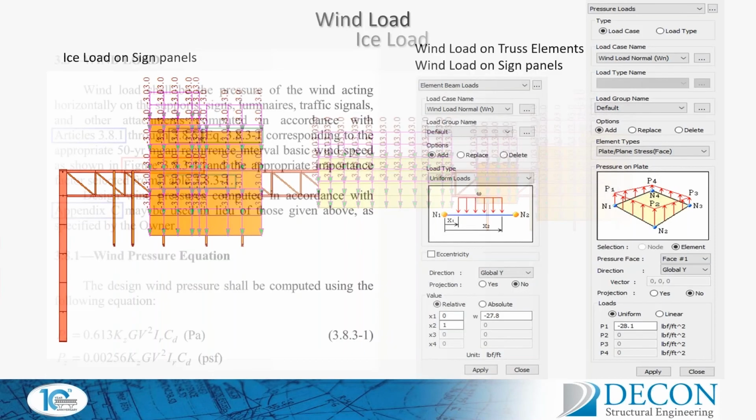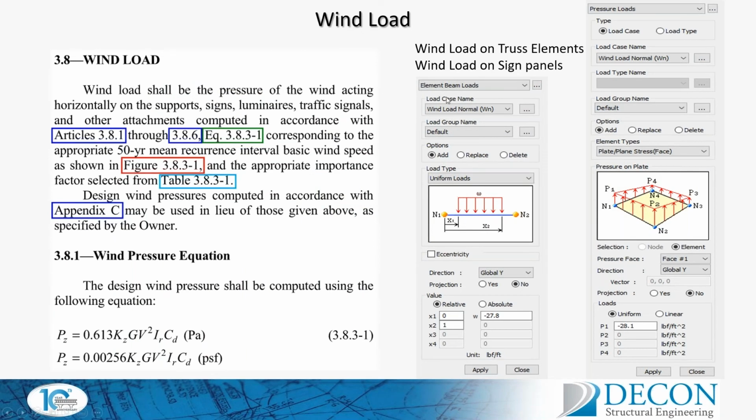And the last one, and also the important one, would be wind load. As mentioned earlier, just like the ice load, we have 2 types of wind load. We have applied wind load in 2 ways, that is wind load on truss elements and wind load on sign panels. For wind load on truss elements, we use the same option, element beam load, just like the ice load. We use uniform loads in the global Y direction, which is the direction normal to the sign structure. And for wind load on sign panels, we used pressure load, the same option as for the ice load, in the global Y direction.